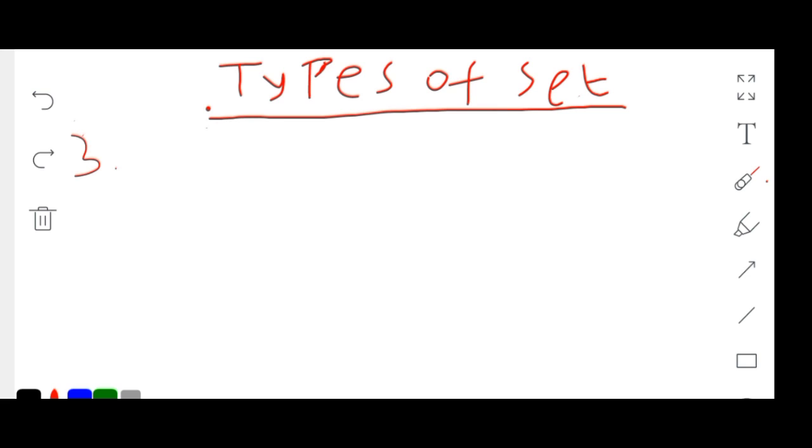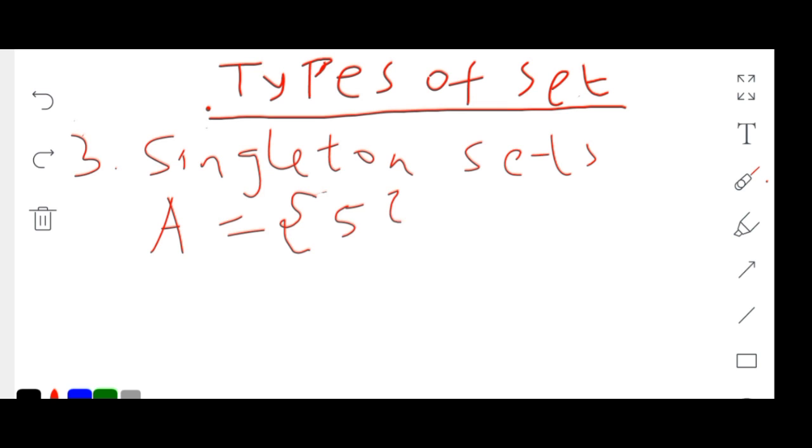So number 3, we're having singleton set. Singleton set, from the word single, just one. Singleton sets are sets that contain exactly one element, just one element. That's why I call it single. Let's look at an example. Let's say A equals 5. So these are our singleton sets. They are sets with exactly one element. You can see just one element inside it, just 5. That's one element. Let's go to another set, the empty set.